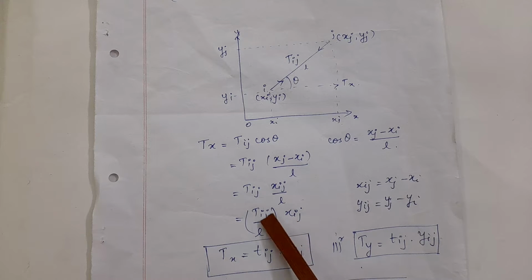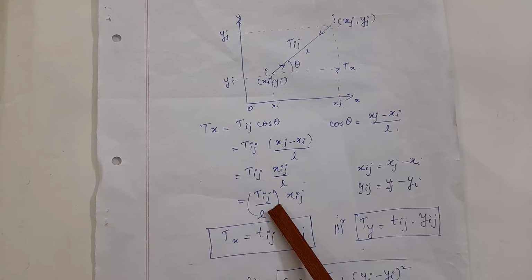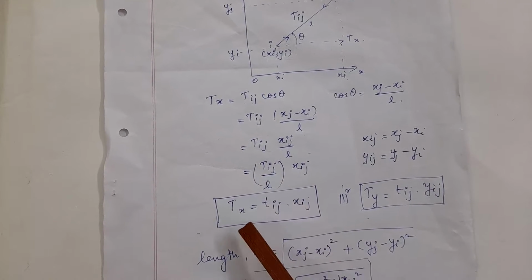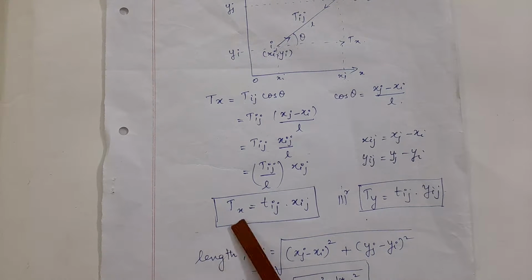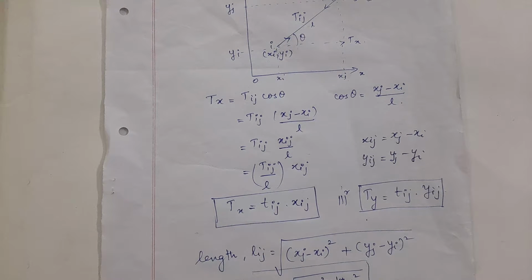So this term is what is given as tension coefficient by R. V. Southwell, force in the member to its corresponding length. The horizontal component of the force Tx is a product of tension coefficient into its x coordinate. Same way along y direction I can write it as Tij into yij.